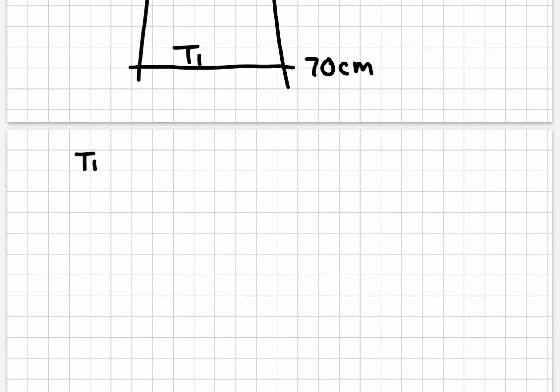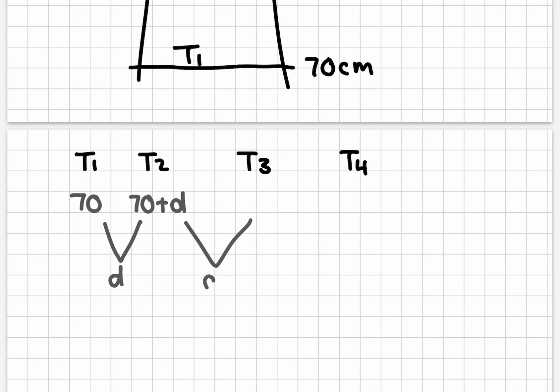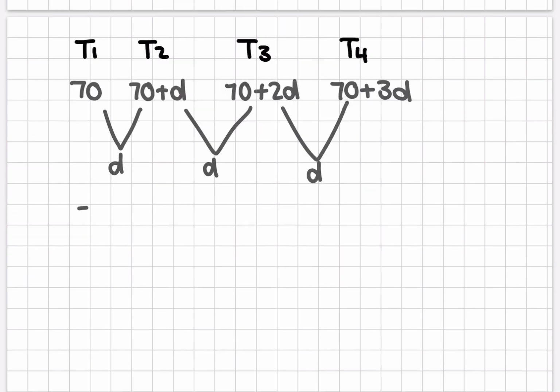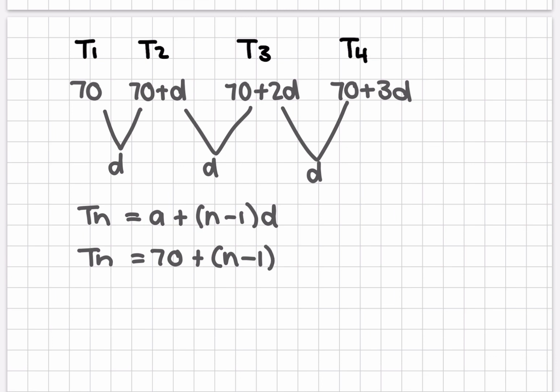Okay, so let's write out a number pattern for this situation. We have our first term is equal to 70. Our second term, we're just going to add a constant difference. So it's going to be 70 plus d. Our third term is going to be 70 plus 2d. And our fourth term is going to be 70 plus 3d. Because our general formula is written like this, our a value is going to be equal to 70 plus (n minus 1)d.